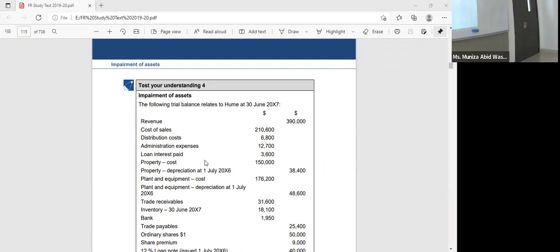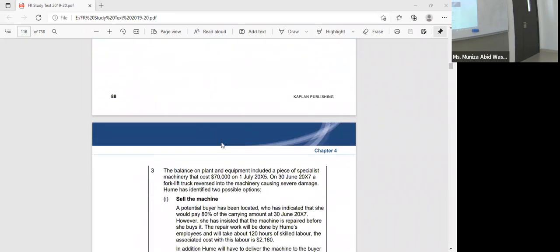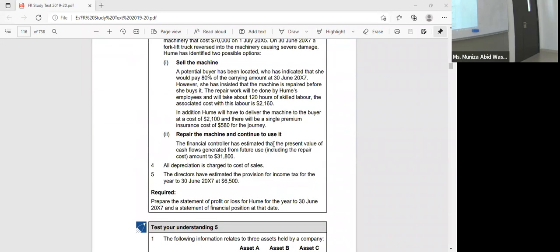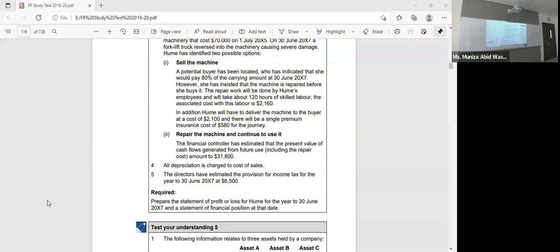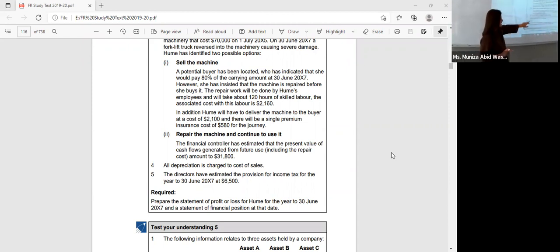Yeah. Okay, question number 4, students. This is the question which will be telling us about the preparation of the financial statements out of a given trial balance. As you can see, the requirement of the question: prepare the statement of profit or loss for the year to 30th June 2007 and the statement of financial position at that date. Soon after looking at this, you need to establish what your reporting date is. Your reporting date is 30th June 2007, so your reporting year is from 1st July 2006 to 30th June 2007.